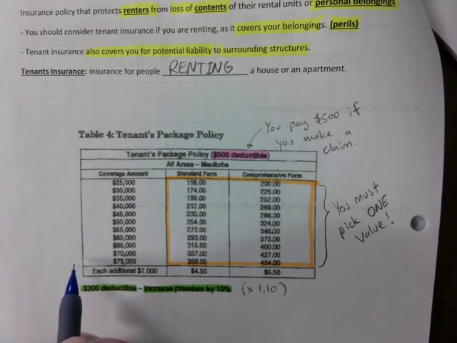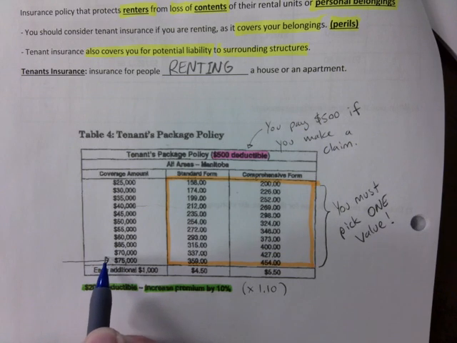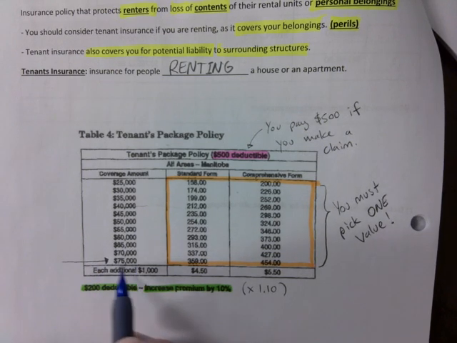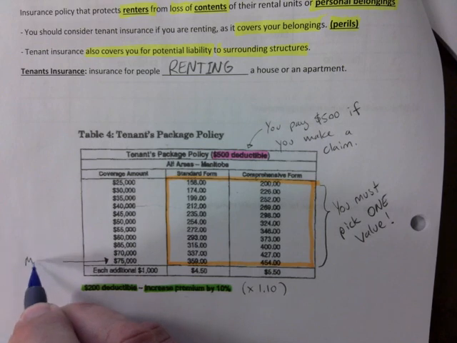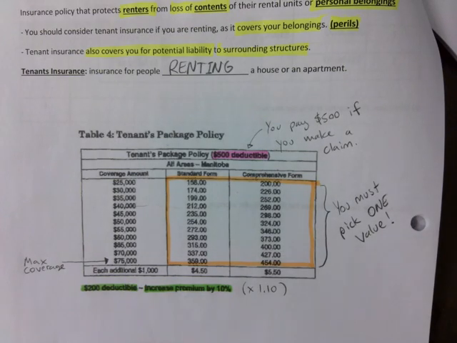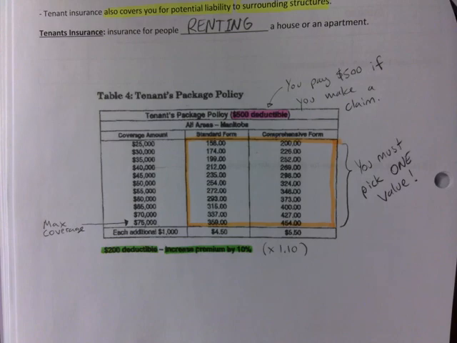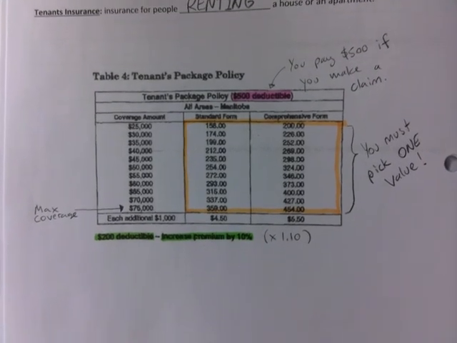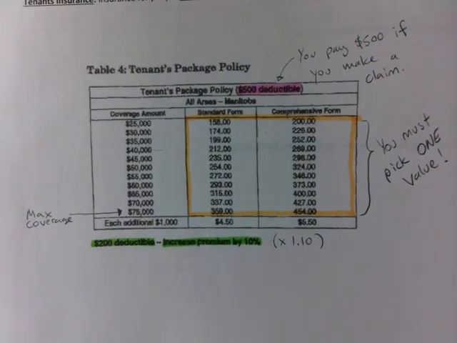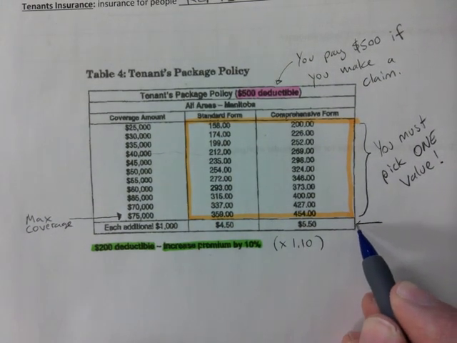Another thing here, make an arrow. This maxes out. This 75,000 is the max coverage that is on the chart. See that? But does it mean that they won't cover anything over 75,000? It does not mean that. I will make an arrow on the side here.